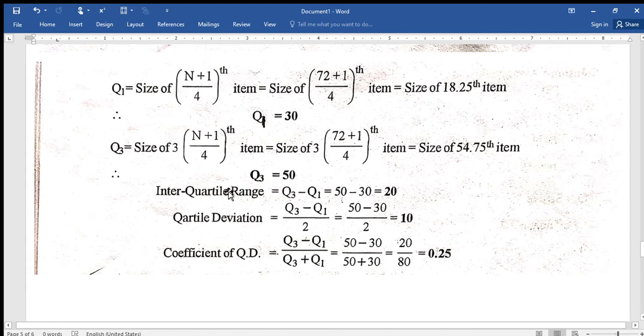Interquartile range represents the difference between the third quartile and the first quartile. We already know the values of the first quartile and third quartile. If we replace these values in the equation, the third quartile value is 50 and the first quartile value is 30. If we subtract 50 minus 30, we get 20. That is the interquartile range.